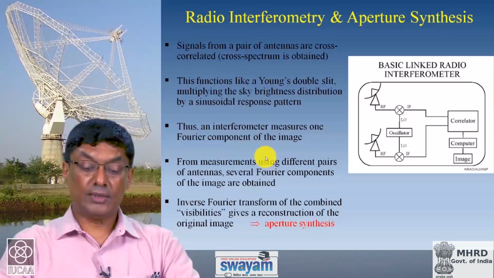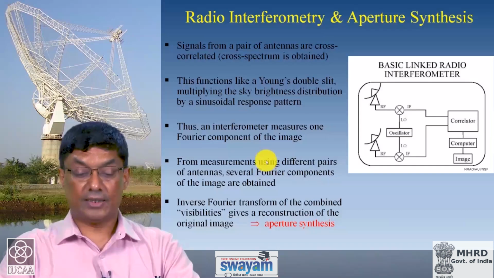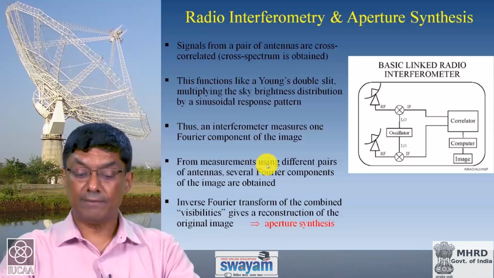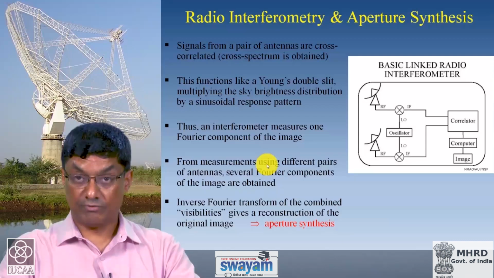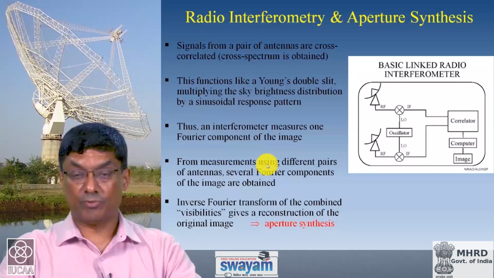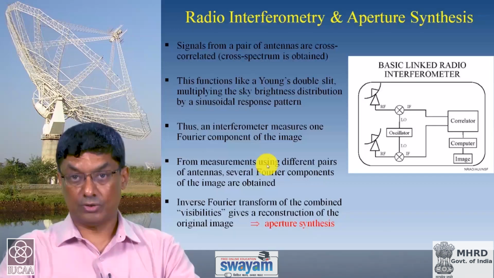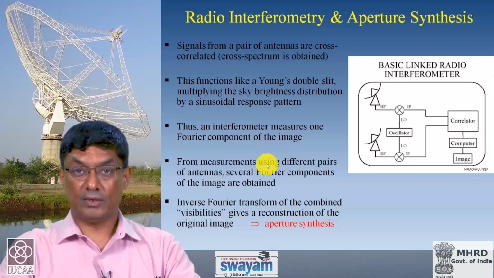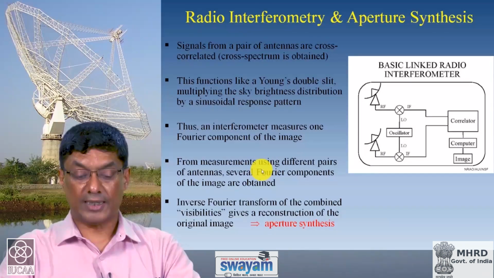And now you can see that if you had many of these antennas and you combined the signals from the antennas pairwise, then you would be able to synthesize the different Fourier components of the image in the Fourier plane. And if you have enough of them, then you can actually solve the problem of taking the inverse two-dimensional Fourier transform of that data to reconstruct the two-dimensional intensity distribution in the sky. And this is the basis of the technique called aperture synthesis.